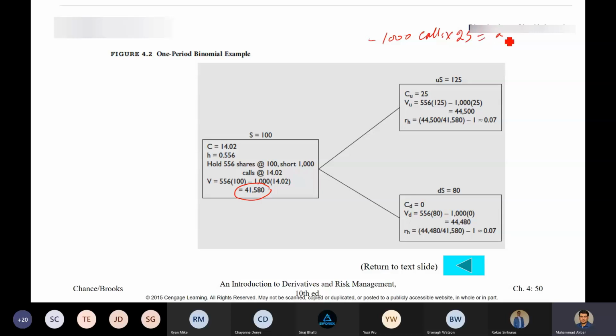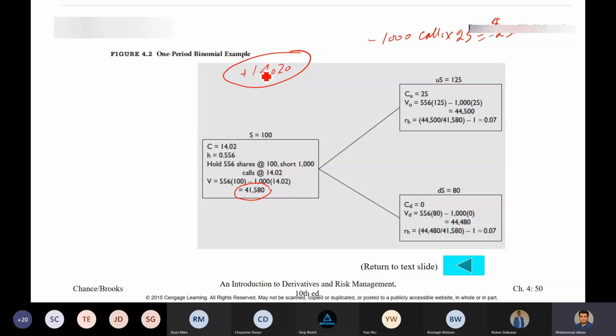So you will make a loss of 25,000 here. I would not say a loss of 25,000. That's wrong. But 1,000 calls, each one will be worth $25,000. So you see, you sold them for 14,020. Okay, and now the settlement is 25,000.